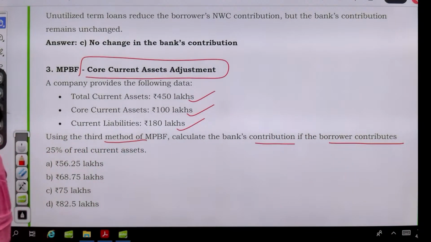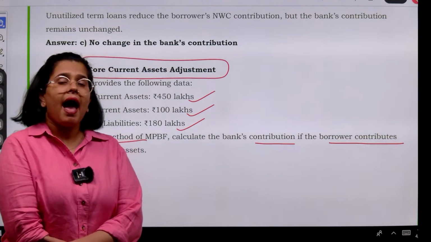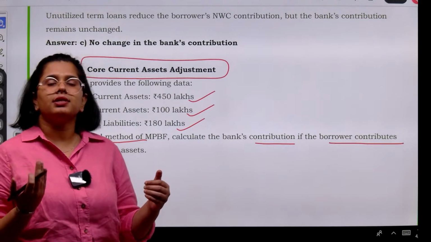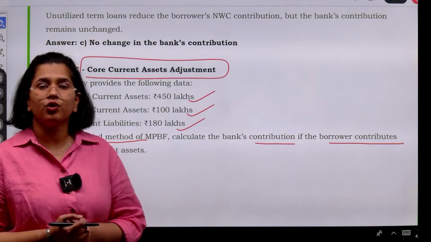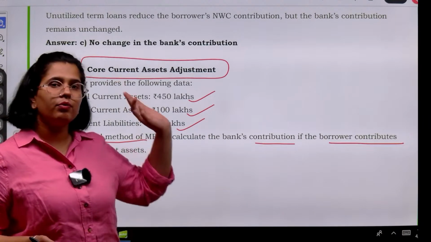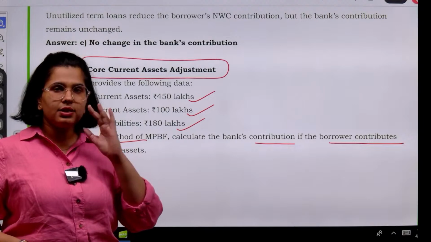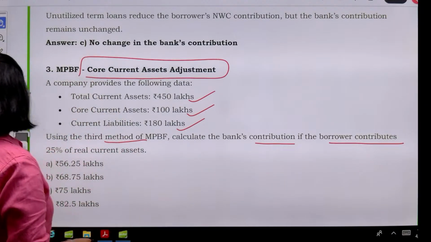In this method, obviously the bank wants that the borrower should contribute 25% of the real current assets. And if you see, out of the three methods, this is the most conservative method. Why so? Over here, the bank removes each and everything and then finds out the amount the bank needs to contribute. Fine. So let's see this.